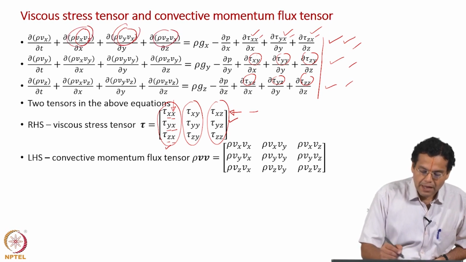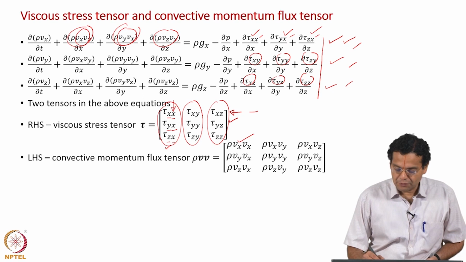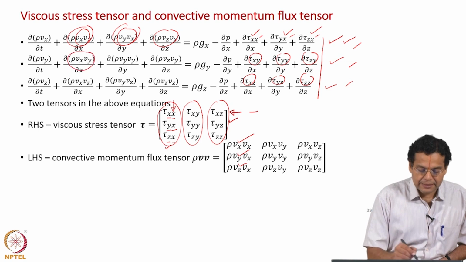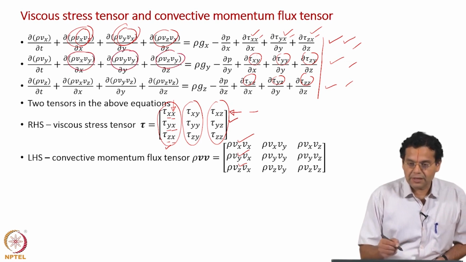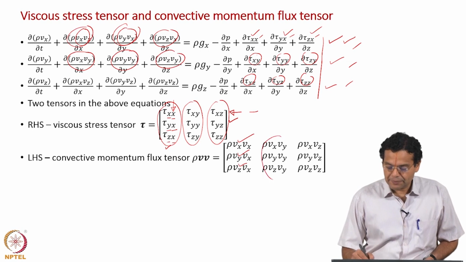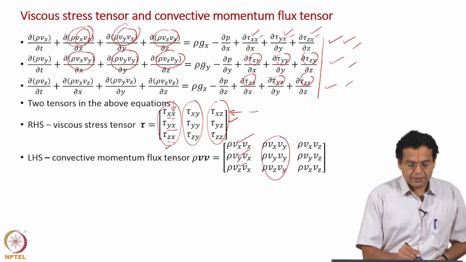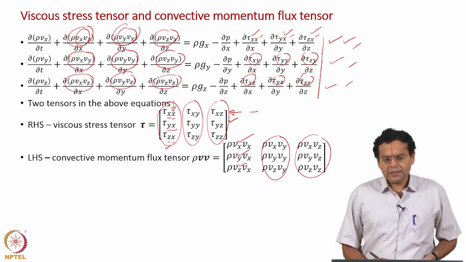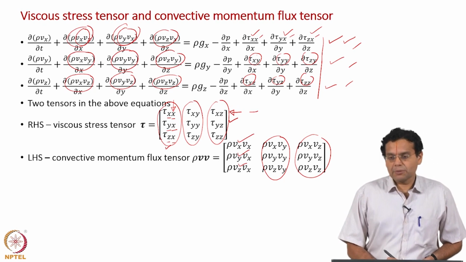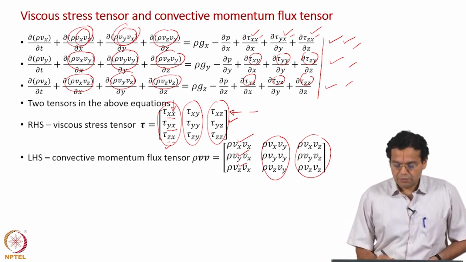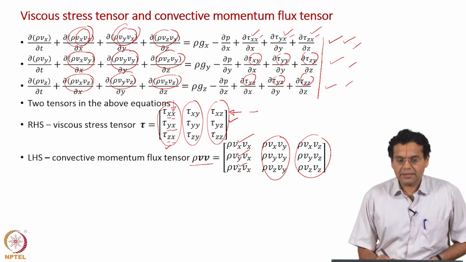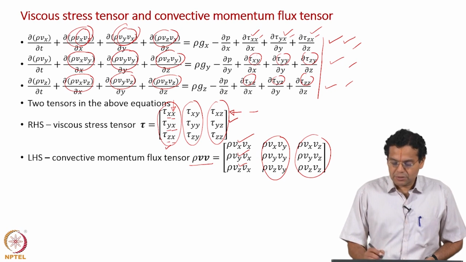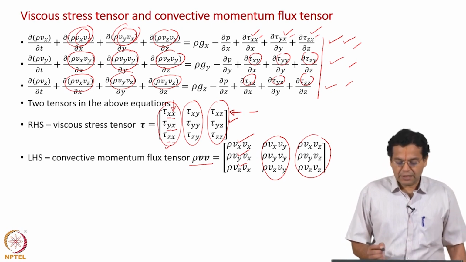Similarly, we go to the left hand side and write all these 3 components including rho as one column: rho Vx Vx, rho Vy Vx and rho Vz Vx. Then take these 3 terms, not the derivatives of course, and include them as the second column. Similarly, include these 3 terms as the third column, and this is the convective momentum flux tensor, formally represented as rho v vector v vector. We have 2 vectors side by side, formally called a dyad. So, that forms a convective momentum flux tensor.